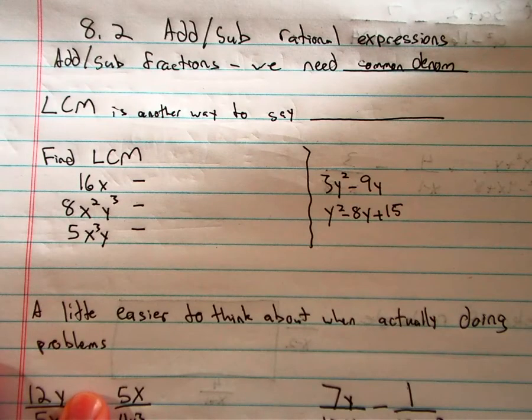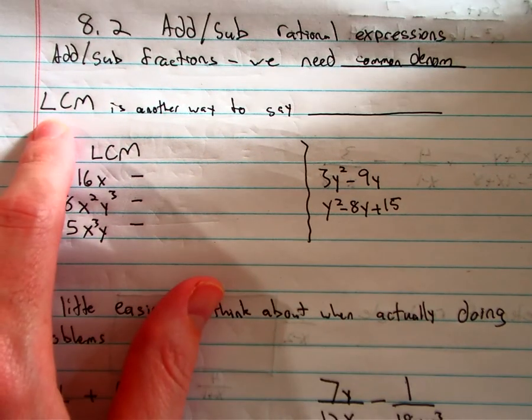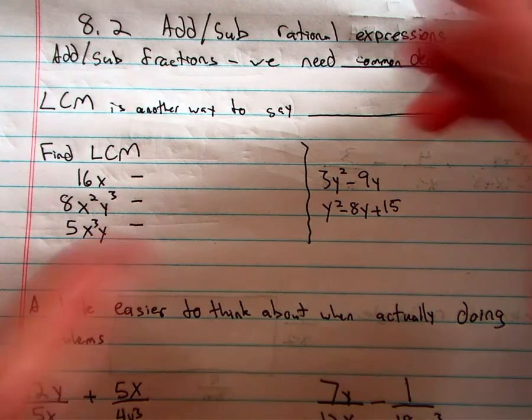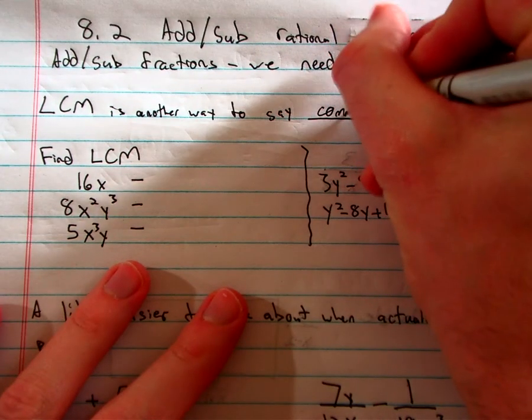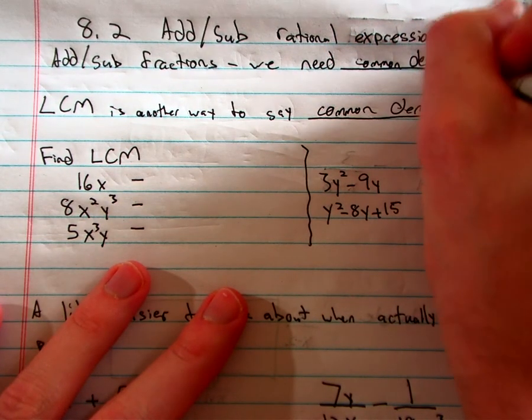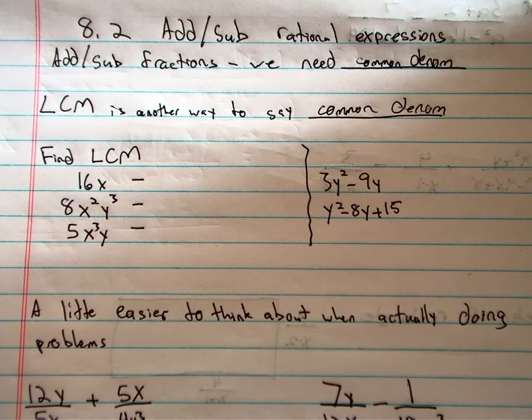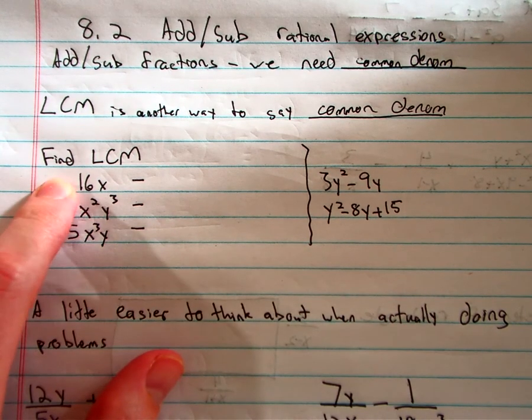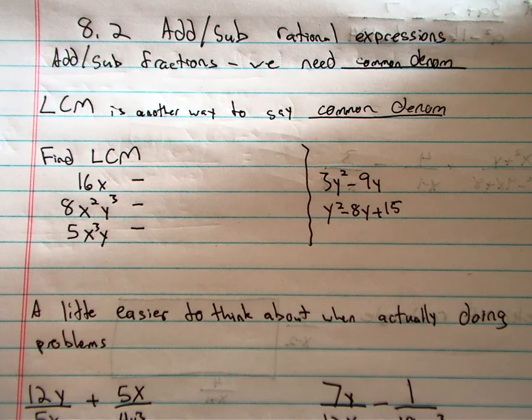Alright, and an LCM, or a least common multiple, is another way of expressing common denominator. Imagine that these are the denominators of three fractions: 1 over 16x, 1 over 8x squared y to the third, and 1 over 5x to the third y. We need to find the common denominator, or the least common multiple. This isn't technically that tough of a thing to do.